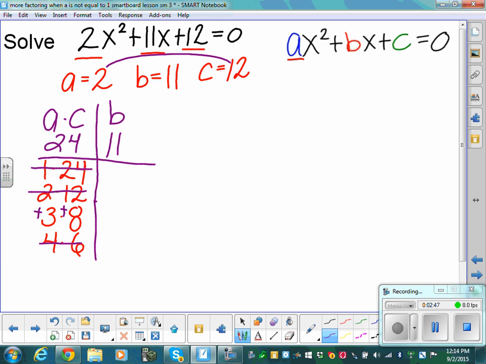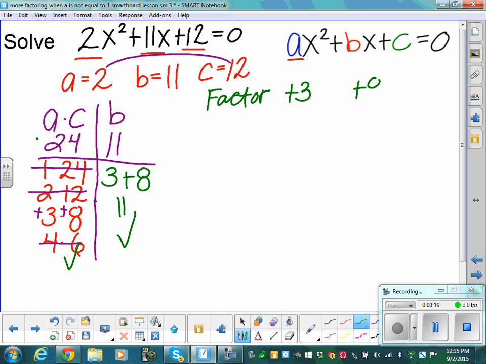But does that work? We have to check in both cases because positive 3 times positive 8 has to equal this thing over here. So it does. Truly, positive 3 times positive 8 equals positive 24. The signs have to be right too, remember. And then truly 3 plus 8, so positive 3 and positive 8 would add up to be 11. It works in both cases. So this is where I write my factors: positive 3, and over here positive 8.